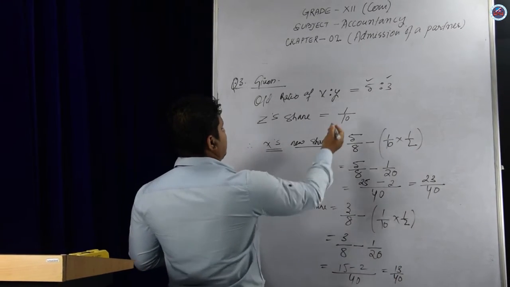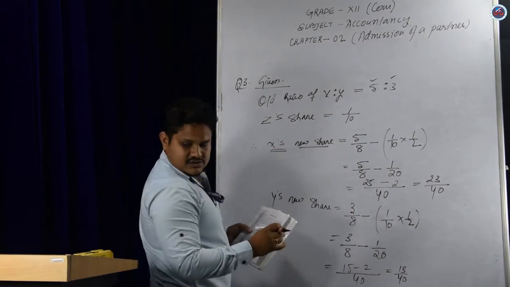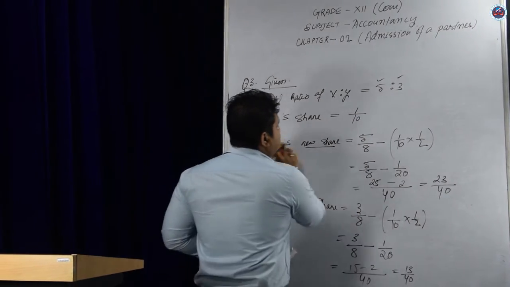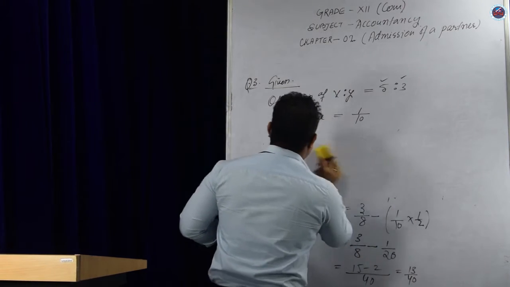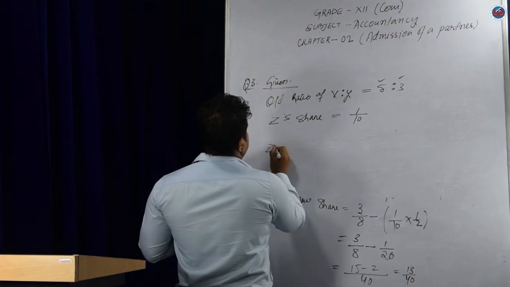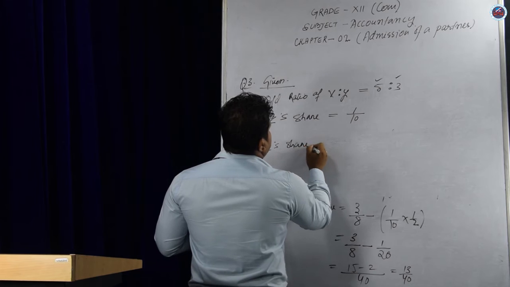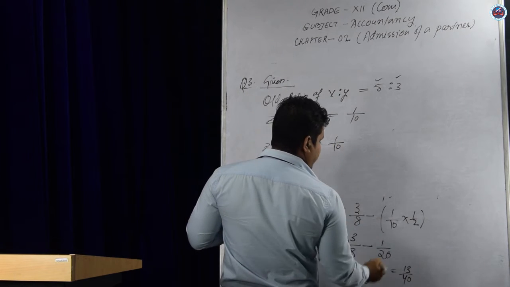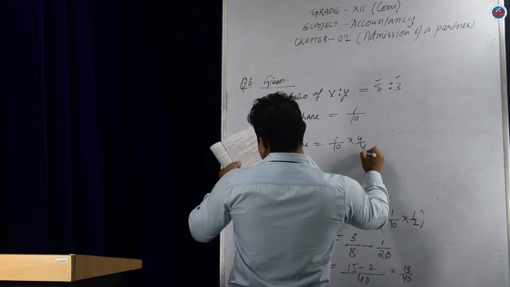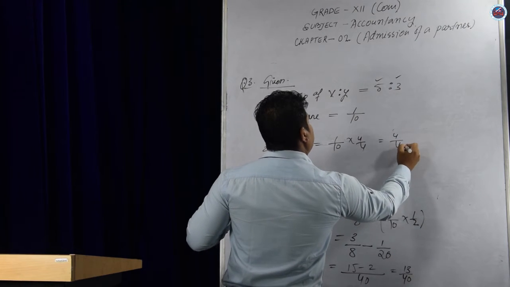So Z is 1 by 10. Z's share is equal to 1 by 10. To make it 40, you multiply by 4, and that will be 4 by 40.